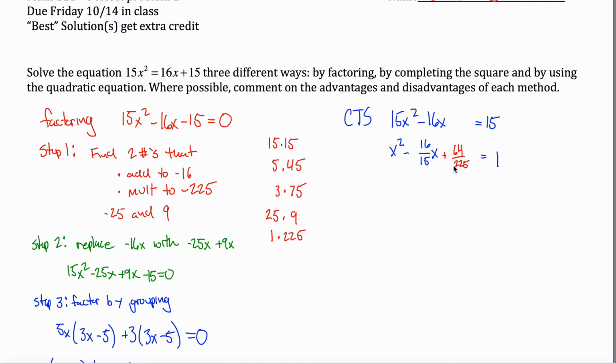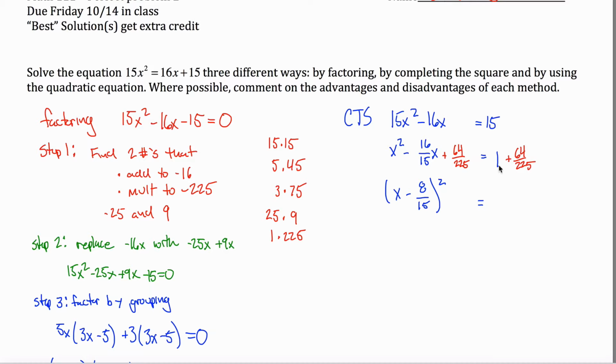Again, this number, the top here, this 64 came from 8 squared, and the bottom, this 225, came from 15 squared. If I'm going to add it to one side of the equation, I better add it to the other side of the equation as well. And what I am guaranteed with is a perfect square on the left-hand side of the equation. In fact, it's a perfect square that's of the form x minus half of this number. In other words, x minus 8/15. So I got x minus 8/15 squared is what this entire thing is equal to.